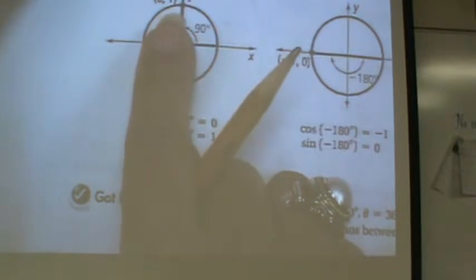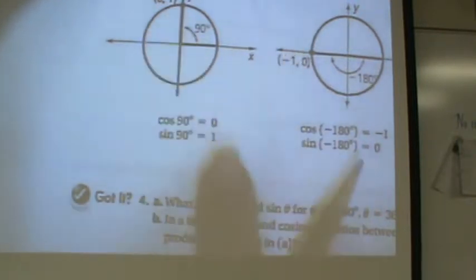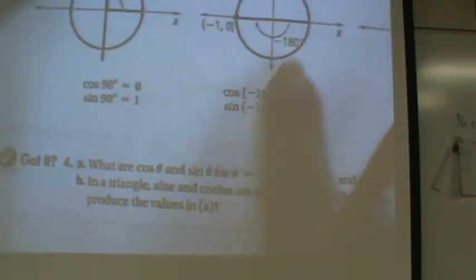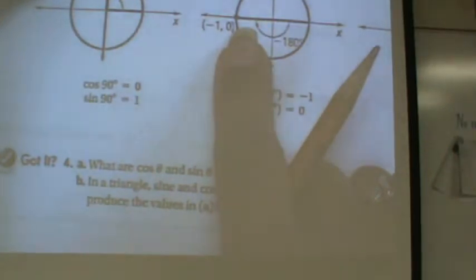Well, you've got to know where 90 degrees is to give me the ratio. If it says cosine of negative 180, you've got to know where negative 180 is.